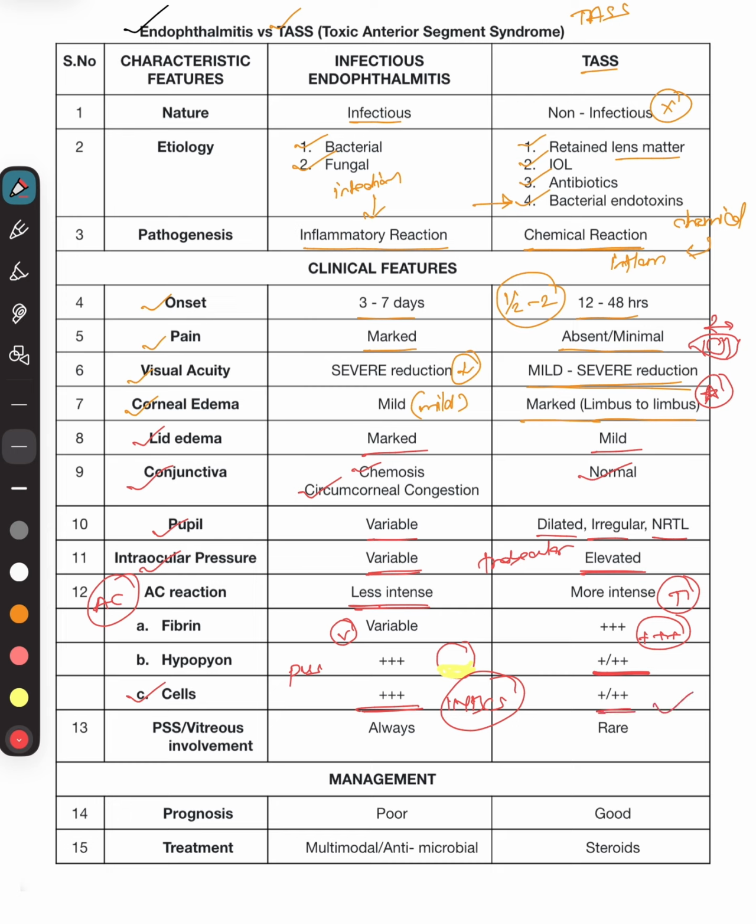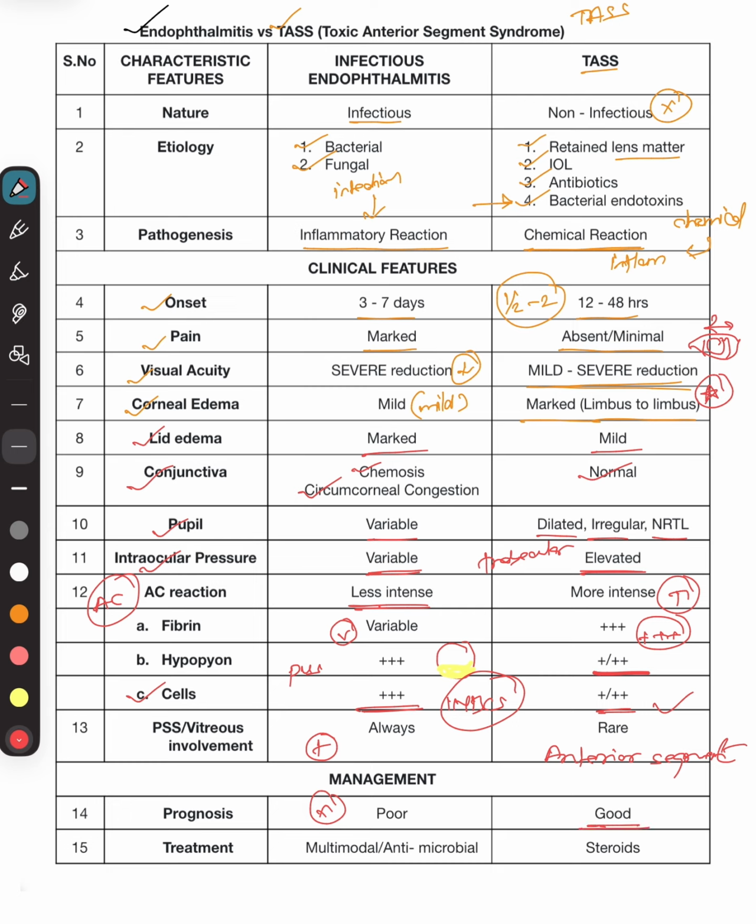Posterior segment or vitreous involvement will always be there in endophthalmitis. But in toxic anterior segment syndrome, mostly the anterior segment is only involved. The posterior segment is very, very rarely involved. Coming to management, the prognosis of infectious endophthalmitis is poor because the inside of the globe, the eyeball, gets affected. When the whole globe is involved, you call it panophthalmitis. In toxic anterior segment syndrome, only the anterior segment is involved, so mild treatment will be helpful and a good prognosis will be there.